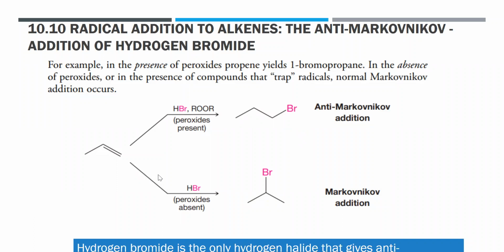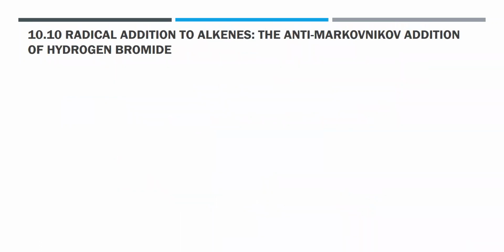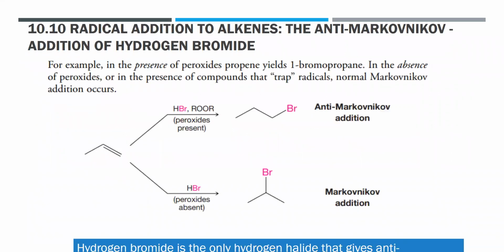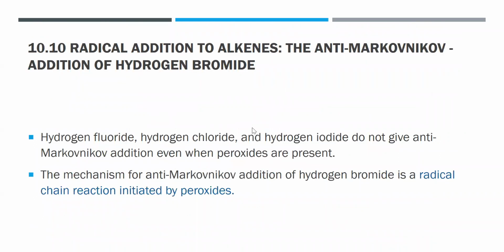Okay, so this is the indicator: whenever there are peroxides present in the reactions, those ROOR or ROOH, two oxygens bonded together, that is already a peroxide or peroxy acid, a hydroperoxide. That is one thing that you will note whenever you encounter such kind of reactions.